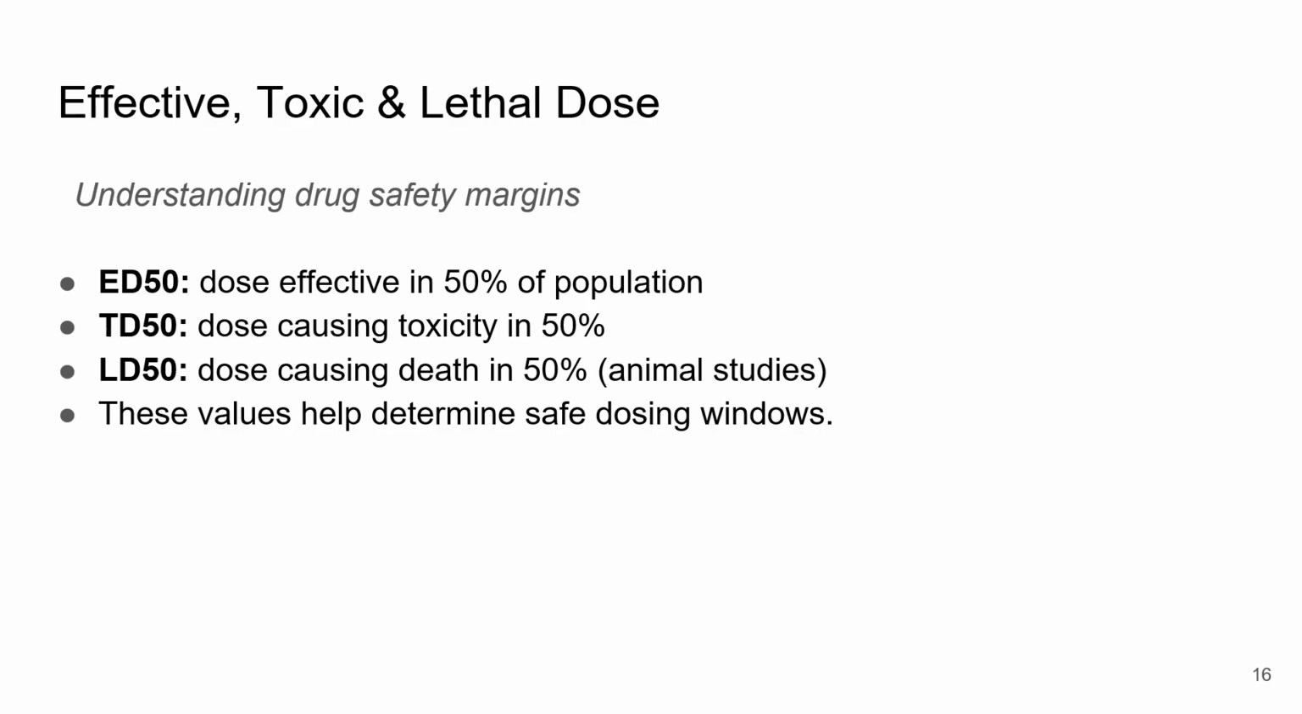And this is based on animal studies, not human trials, but this value is used for safety comparison and drug development, not for clinical dosing. So together, these values define a drug's safety dosing window, which we're going to talk about next, and that is the range where the drug is effective without causing harm. And clinically, the farther apart the effective dose and the toxic dose are, the safer and more forgiving the medication is. Drugs with narrow safety margins require closer monitoring and greater caution.